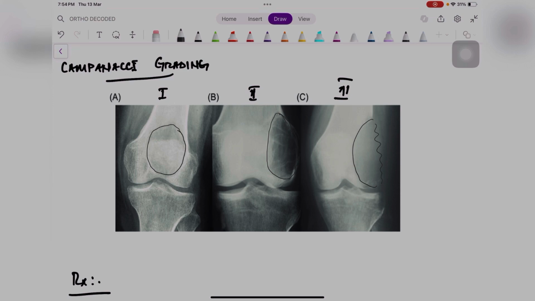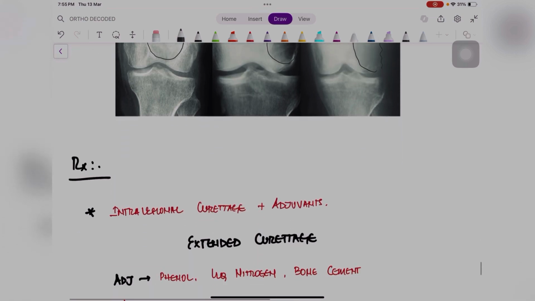Why we need this classification is for treatment purposes. In grade 1, the lesion is well defined and the cortex is intact. There is no thinning of the cortex. In grade 2, there is thinning of the cortex, and in grade 3, there is cortical destruction.